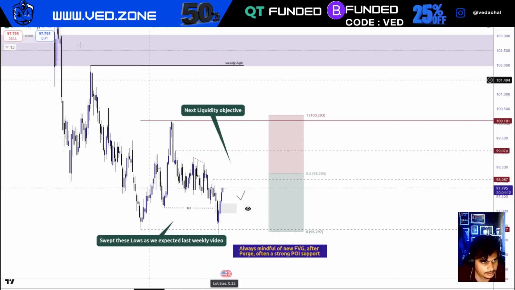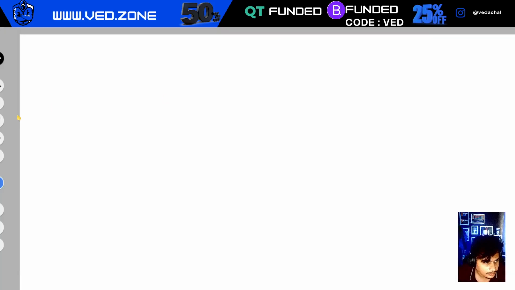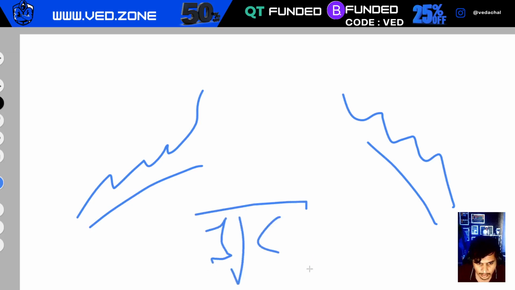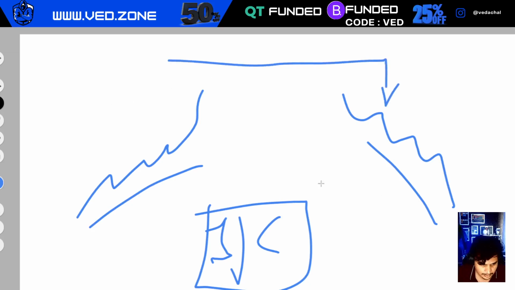And as per the weekly analysis, let's start with the DXY. Why DXY? Obviously, if DXY is making higher highs, all the major currencies will be making lower lows, right? So it's known as inversely correlated. That's why we analyze DXY, so we get a kind of bias for the remaining pairs.